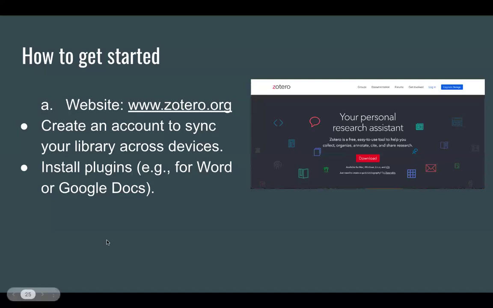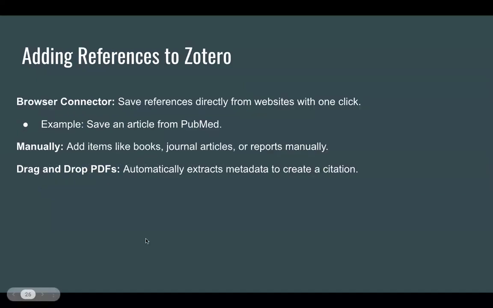All right, so I'll continue. One thing you can do with Zotero is add references to Zotero itself, and you can do this through a browser connector. You can save those references directly from websites like PubMed with one click, which I'll show you in the next few slides. You can also manually enter articles, books, and reports, so you can integrate everything that you want in Zotero.